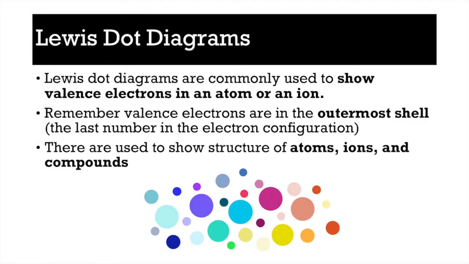So Lewis dot diagrams are basically used to show the valence electrons in an atom or ion. Remember, valence electrons are in the outermost shell. So if we had something with the electron configuration 2-8-5, how many valence electrons does this have? You should say 5 valence electrons, and that would be perfect. So again, the last number in the electron configuration is your valence electron number. Again, these are used to show atoms, ions, and compounds.